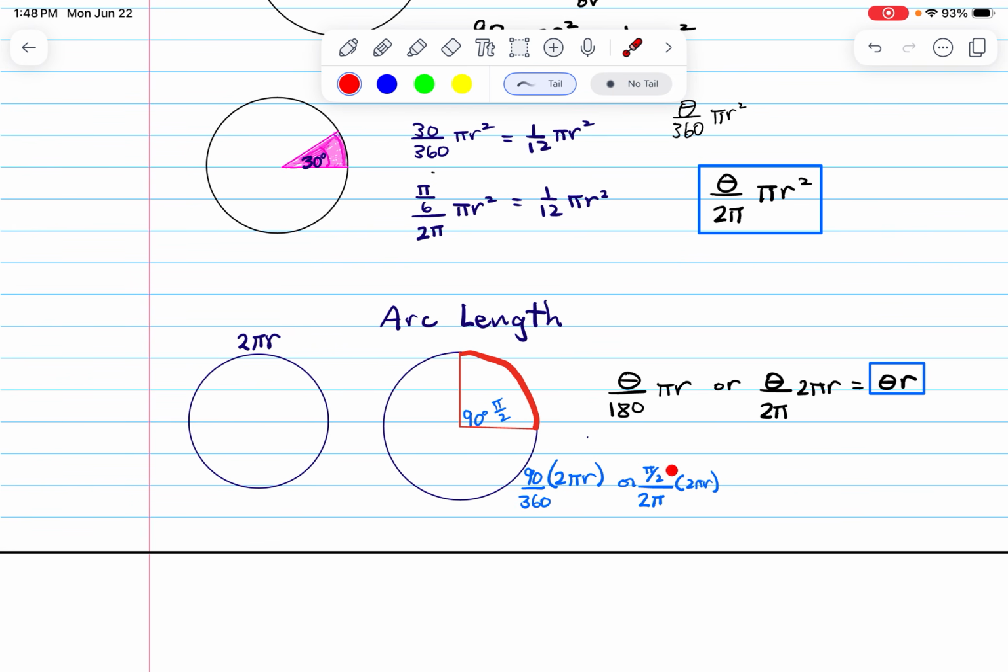Or you could do pi over 2 divided by 2 pi, and notice the 2's cancel, and the pi's cancel, and you're just left with theta r. So this is the arc length. Now remember, theta is not degree measure in this case. It's radian measure.